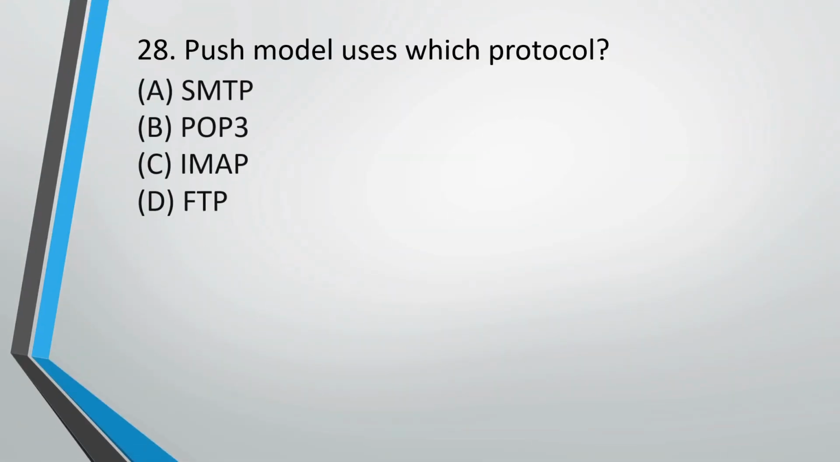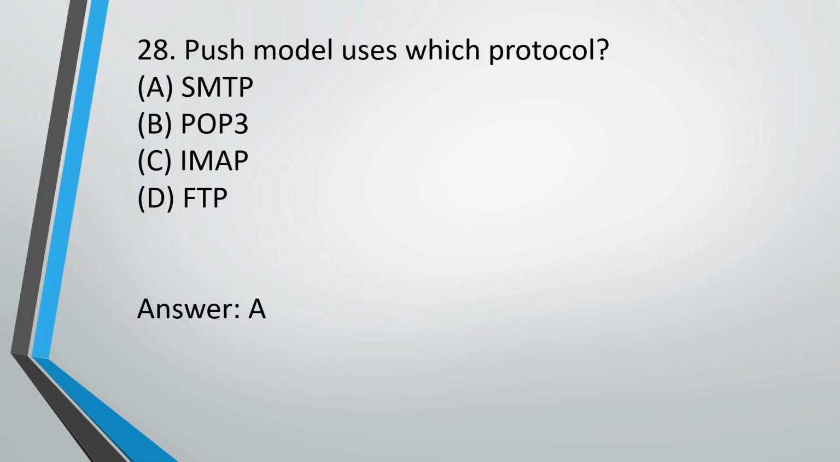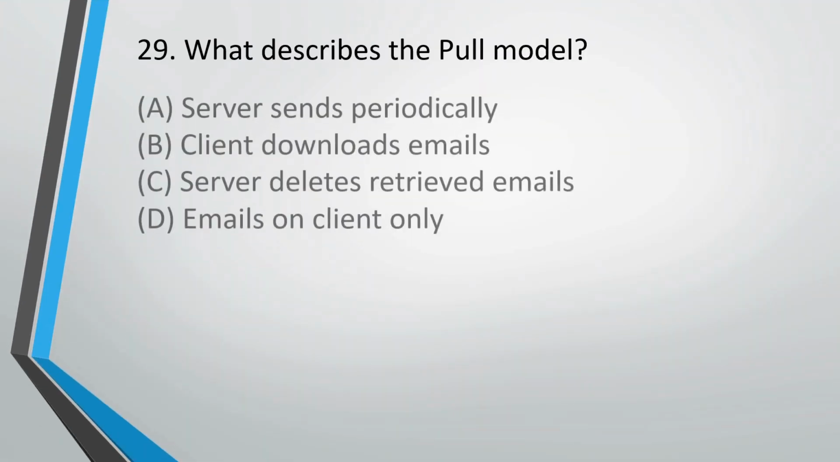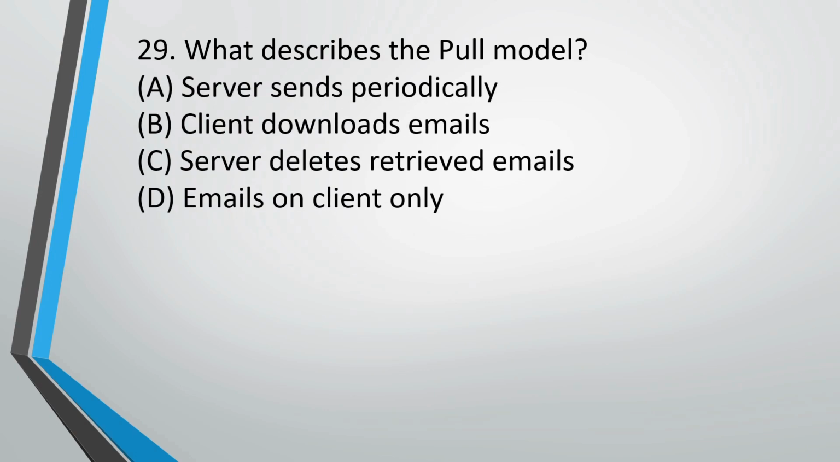And the next question is, push model uses which protocol? Options are SMTP, POP3, IMAP, FTP. And the correct option is SMTP. And the next question is, what describes the pull model? Options are server sends periodically, clients downloads emails, server deletes, retrieves emails, email on client only. The correct option is B, client downloads emails.